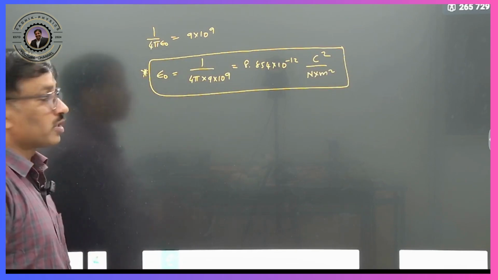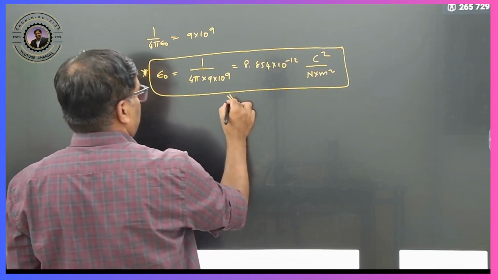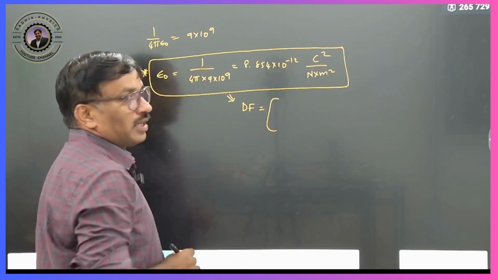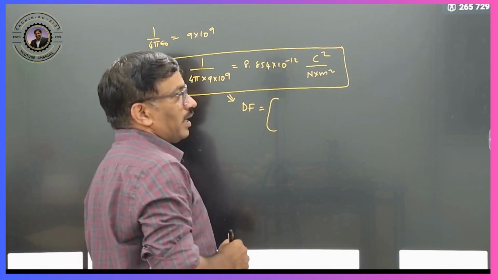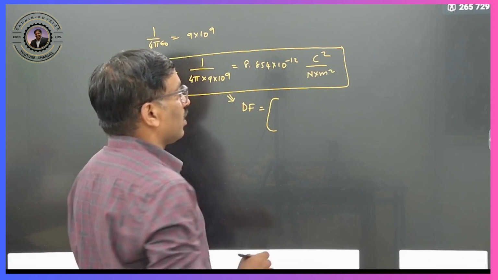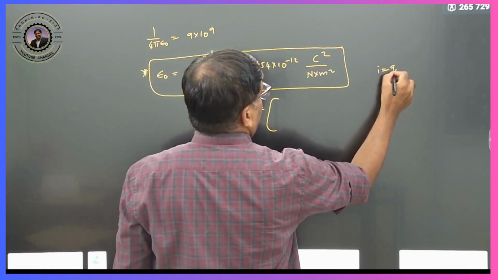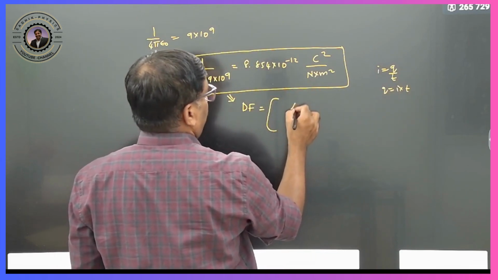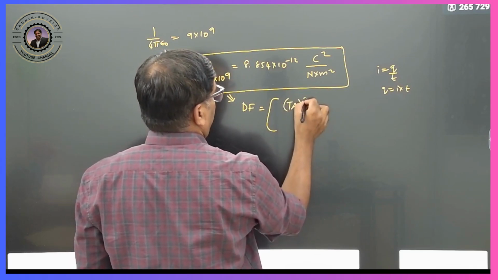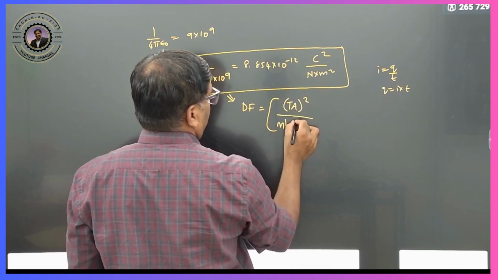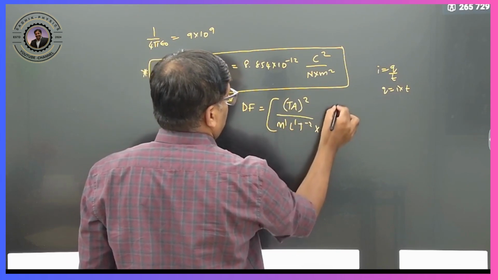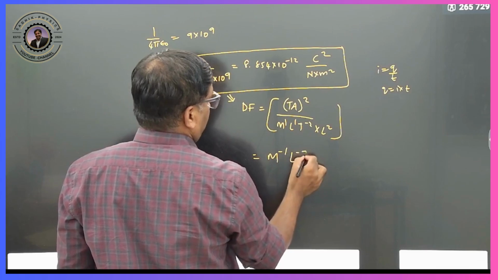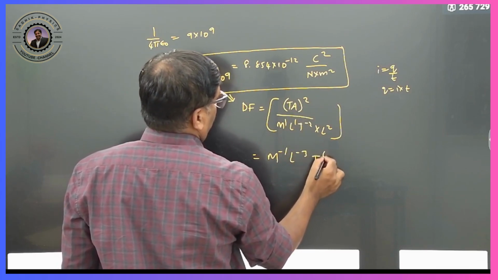Clear? Most important: what is the dimensional formula for this? Coulomb is a unit of charge. Coulomb can be written as ampere into time. Why? Because current is equal to charge by time, so charge is equal to current into time. Current is a fundamental quantity. So it is (A T) whole square by Newton, that is M1 L1 T minus 2 into L square. Clear? So it is M to the power of minus 1 L to the power of minus 3 T to the power of 4 A square.